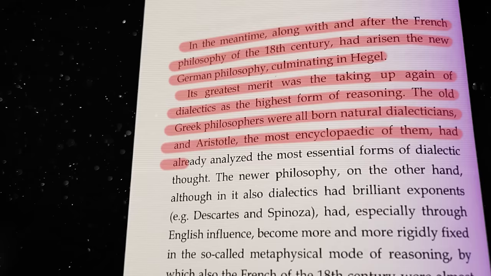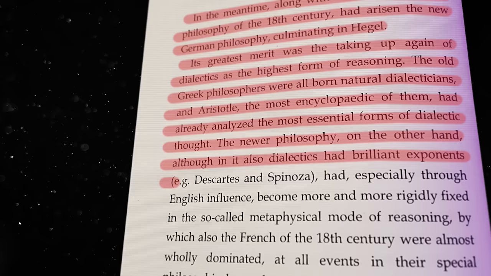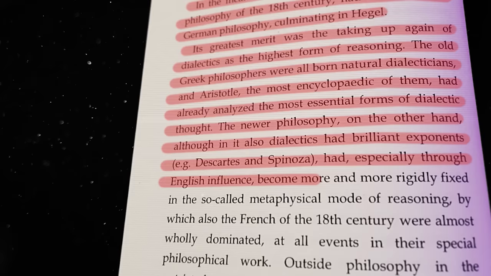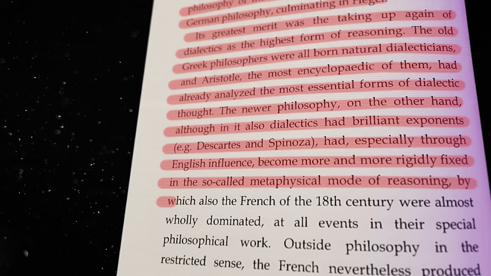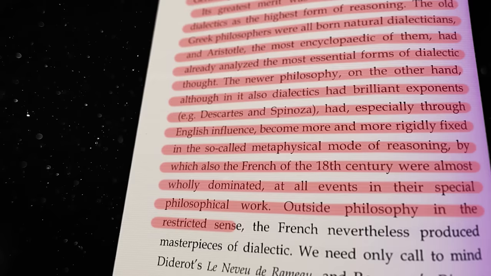The newer philosophy, on the other hand, although it was also dialectics and had brilliant exponents, e.g. Descartes and Spinoza, had, especially through English influence, become more and more rigidly fixed in the so-called metaphysical mode of reasoning, by which also the French of the 18th century were almost wholly dominated, at all events in their special philosophical work. Outside philosophy in the restricted sense, the French nevertheless produced masterpieces of dialectic.